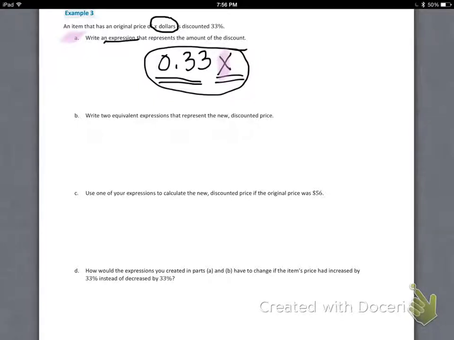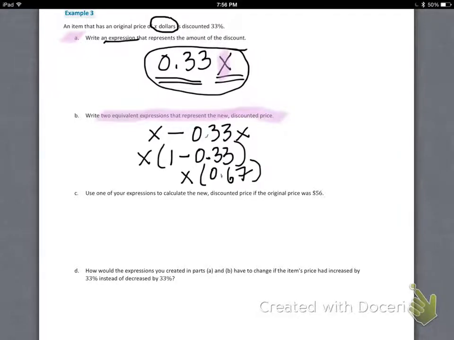Next task here is to write 2 equivalent expressions that represent the new discounted price. So you can go ahead and write 2 equivalent expressions here that represent the new discounted price, and you can look back again at the problems we did prior to this to help you out. So all of these here would be equivalent to the new discounted price. Now this is the new price. This is not the discount. This represents the discount right here. That's an expression for the discount.